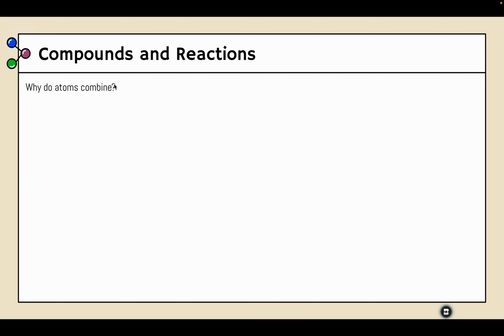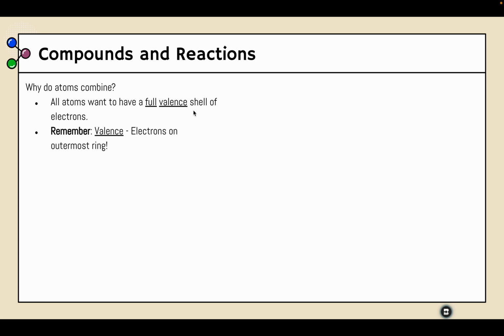So why do atoms combine? We understand valence electrons by this point, and we understand that they form bonds, but maybe we don't really understand why they do that. So what we're going to do is take some time to talk about why atoms combine. And we mentioned it, but all atoms want to have a full valence shell. If you can't remember valence electrons, those are electrons that are found on the outermost ring. Okay? We're going to have some examples later on in these lecture videos as we keep rolling.